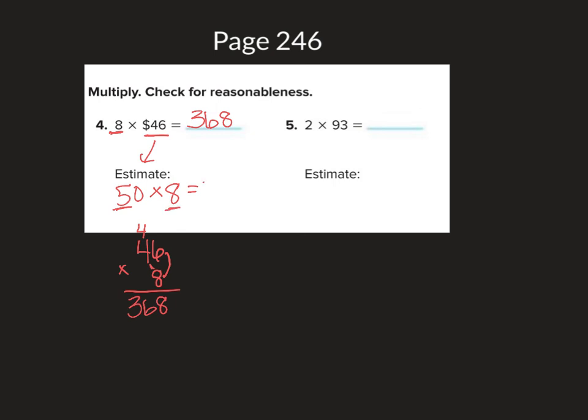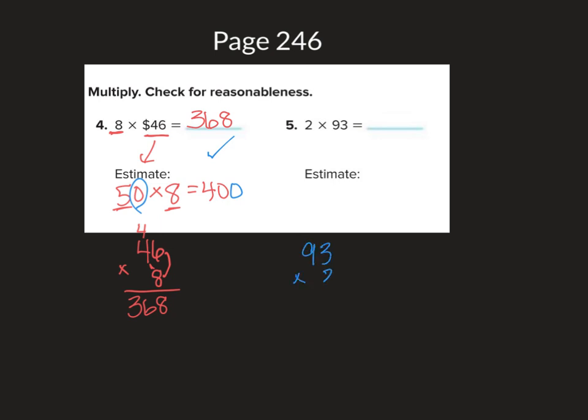5 times 8 is 40. And then we've got our trusty 0. We didn't multiply 5 times 8. We did 50. So 400. Is 400 close to 368? Check. Okay, let's do the next one.